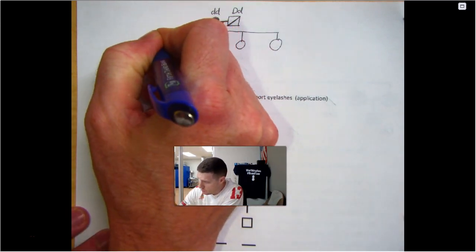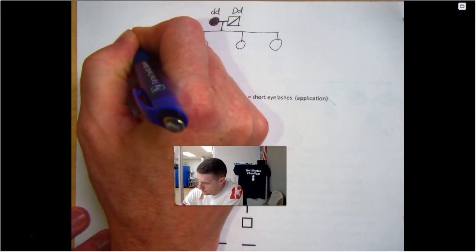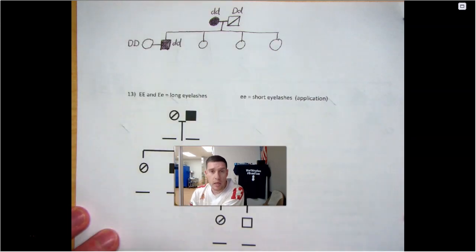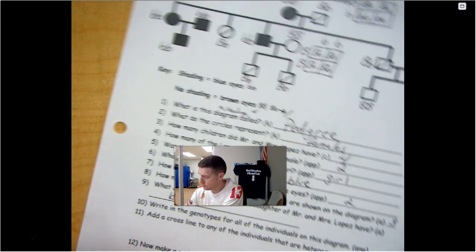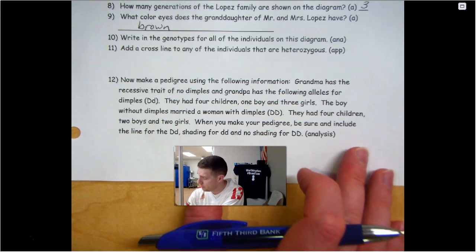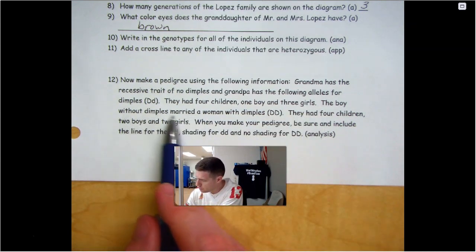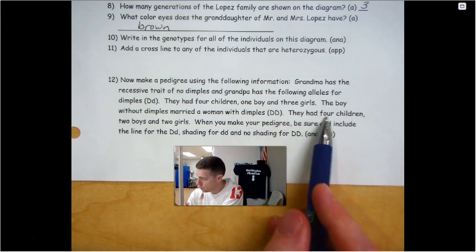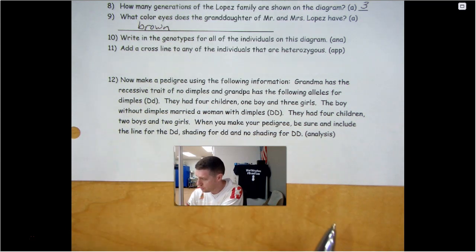Okay? He married a lady who has dimples and gave us the homozygous dominant genotype. Boy, they're not making you work just yet. They're taking it easy on you in this packet. Okay? The boy without dimples married a woman with dimples. They had 4 children, 2 boys and 2 girls.